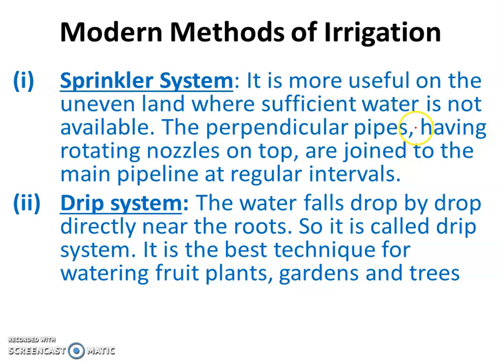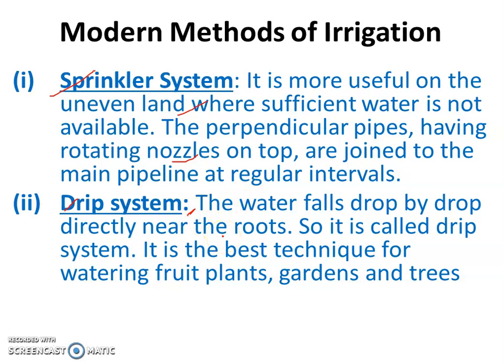But in the modern methods of irrigation, there are two methods. One is the sprinkler method, then the drip method. The sprinkler method is more useful on uneven land. If the land is uneven, where sufficient water is not available, then we have to use perpendicular pipes with rotating nozzles at the top. If we join the main pump, then we get the regular supply of water at regular intervals.